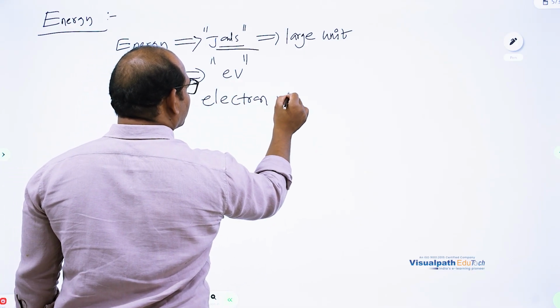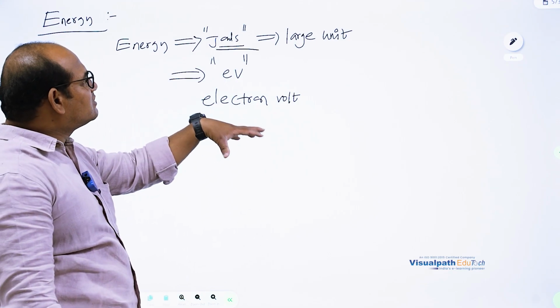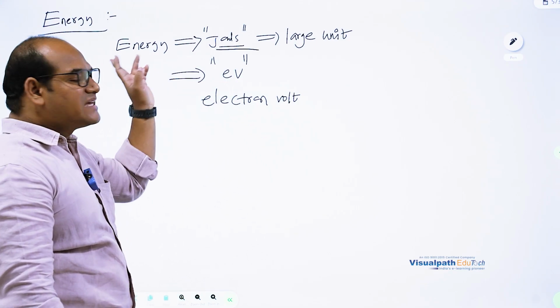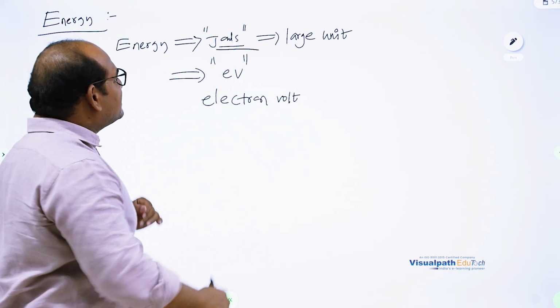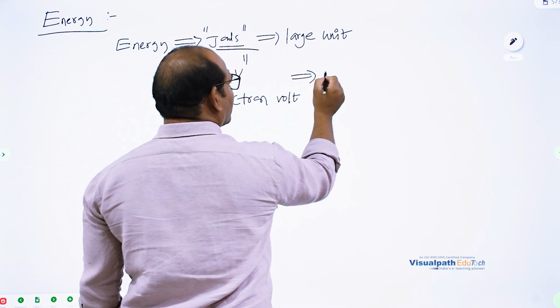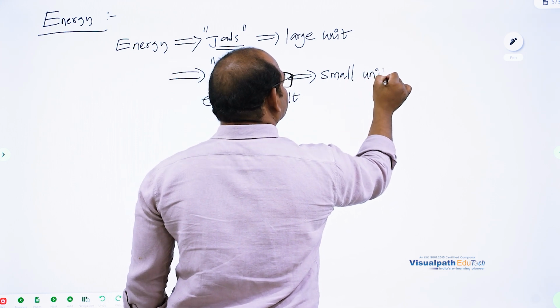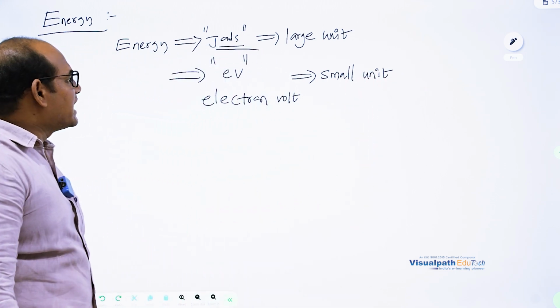It is very important. Electron volt. Electron volt itself we can treat like another unit for the energy. What is the difference between these two? It is used for very small quantities. Okay, so we can tell it is a small unit of energy.